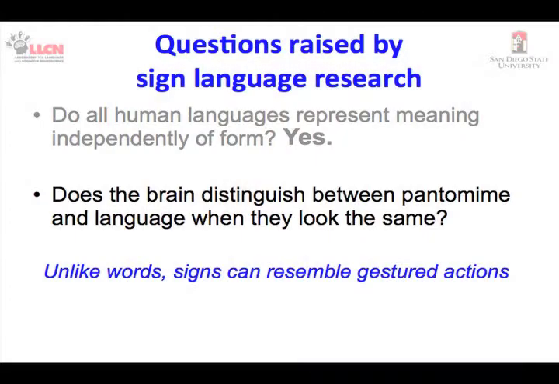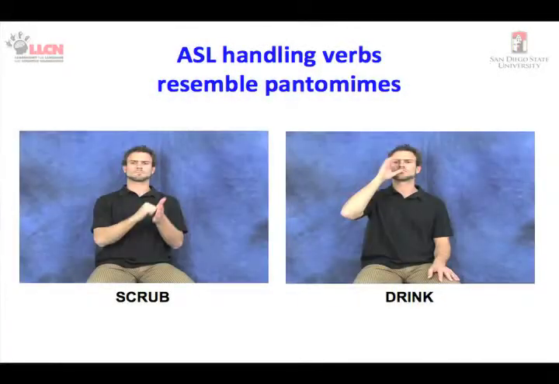Okay, so now let me ask the question about language and pantomime. Of course, this question arises because, unlike words, signs can look like actions. So how does the brain tell the difference? Here are examples of what these signs look like. These are often called handling verbs, because for the kinds of verbs I'm going to be looking at, it's how you would hold or use a particular object, how you would handle it.